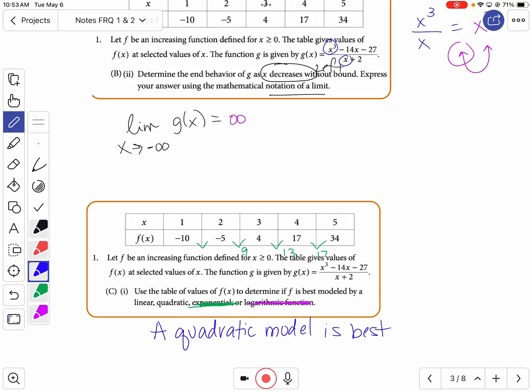On the next one, we explain why. Okay, so they split them up, and I don't know why they did that. But they split them into two parts. In the first one, you just have to state which model. In the second part, we have to say why.